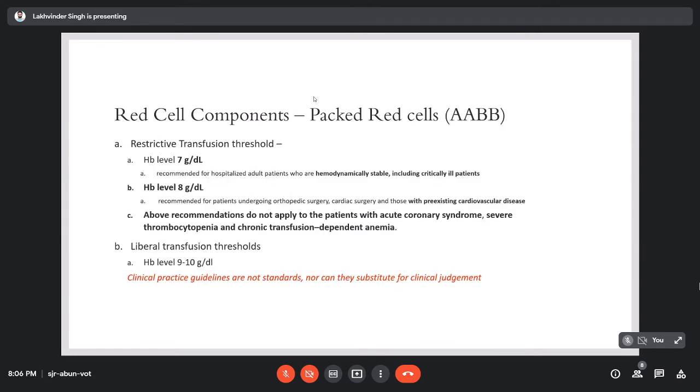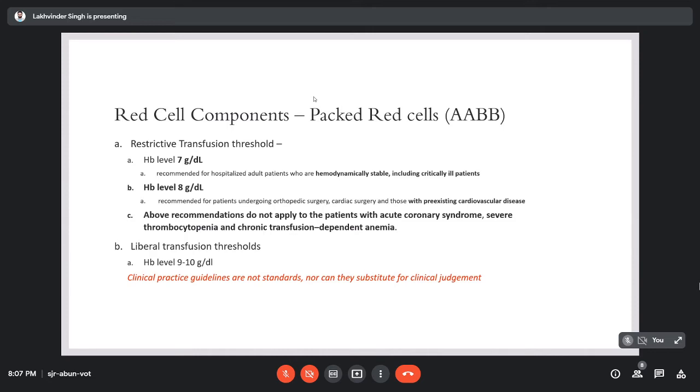Next comes the red cell components, the packed red cell components. The various types of red cell components have already been discussed, so I'll not discuss that here. Basically, we have two types of transfusion threshold: one is restrictive, and the second is the liberal transfusion threshold. At most places, the liberal transfusion threshold used to be used. They were using this threshold, saying that the more the hemoglobin, the more the oxygen carrying capacity, and the outcome would be good. The patient will improve.